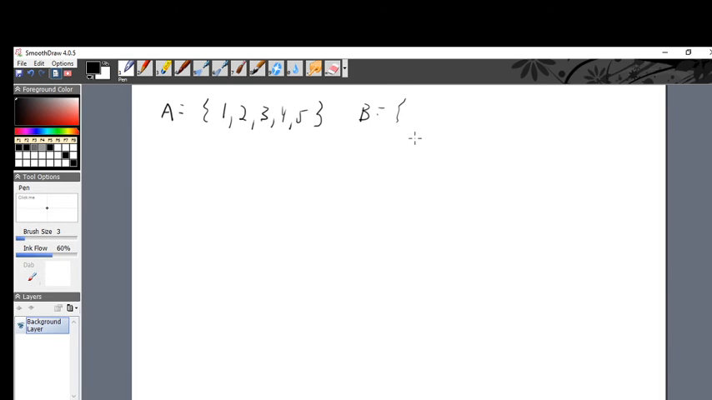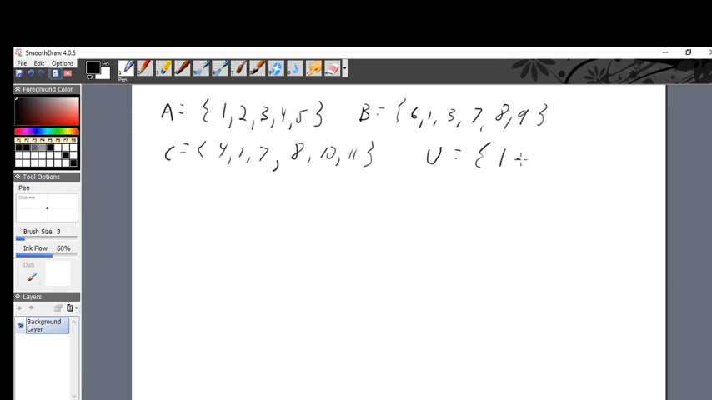Okay, bear with me. It's 6, 13, and then it was 7, 8, and 9. Okay, hope I'm writing that down correctly. I'm pretty sure I am. And then there was C, which was 4, 17, and then 8, 10, 11. That was it for C. The universal set was 1 through 14 inclusive.